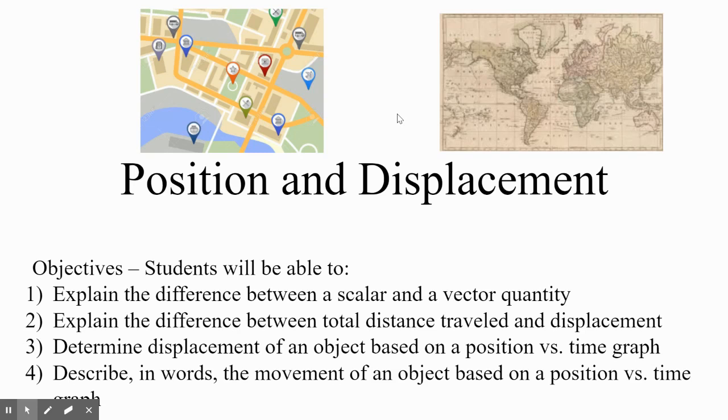Now, this lesson is probably going to take a couple of days, so just be prepared for that. Prepare for multiple videos over position and displacement. What we're trying to do here is establish a good foundation in kinematics.